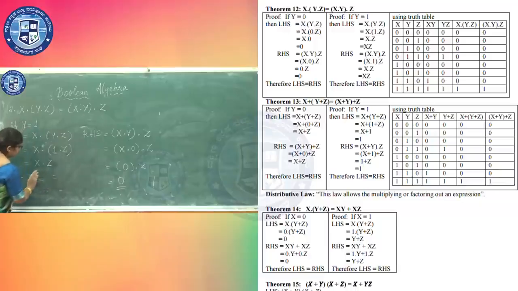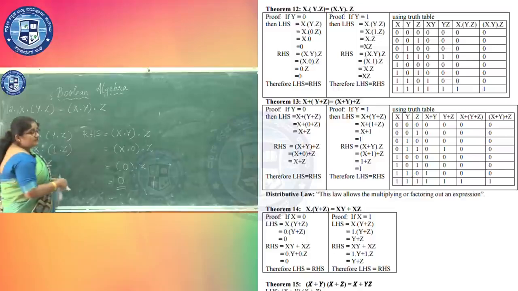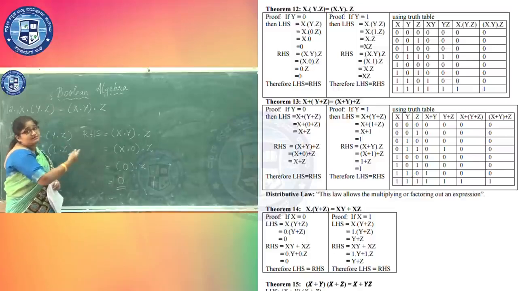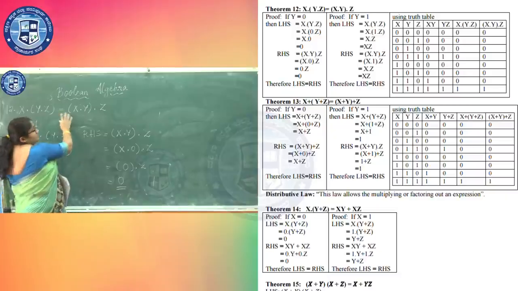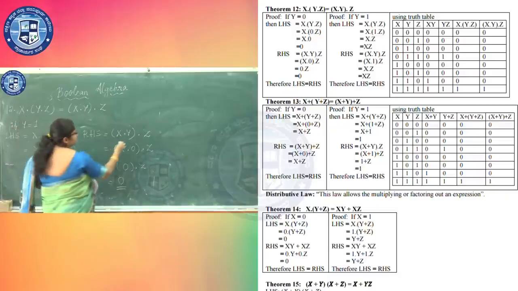X into z, the value will be xz. So here we don't get the LHS to be 0. If you are substituting y to be 1, we get the LHS value to be xz. The same way, if we are getting the same value in RHS also, then the theorem is proved.